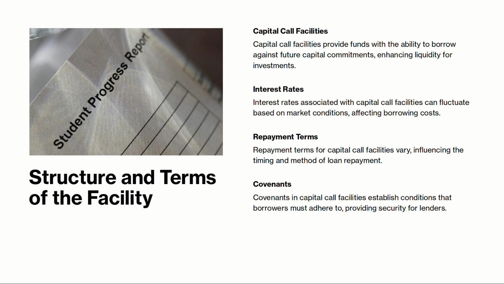Structure and terms of the facility. Capital call facilities provide funds with the ability to borrow against future capital commitments, enhancing liquidity for investments. Interest rates. Interest rates associated with capital call facilities can fluctuate based on market conditions, affecting borrowing costs. Repayment terms. Repayment terms for capital call facilities vary, influencing the timing and method of loan repayment. Covenants. Covenants in capital call facilities establish conditions that borrowers must adhere to, providing security for lenders.